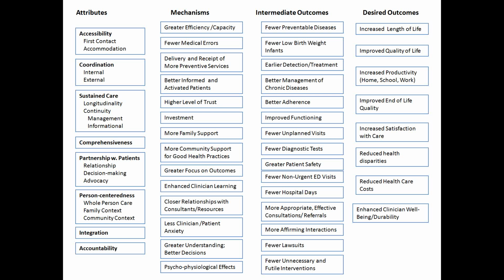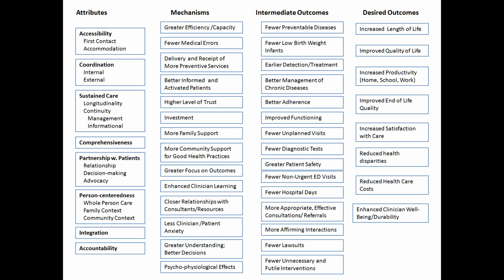So we're coming full circle back to the attributes that the Institute of Medicine articulated as a definition for primary care. I'll point out to you that primary care is the only area within medicine that's defined by processes rather than by content or by patient population. So these attributes essentially define the discipline or the function of primary care.